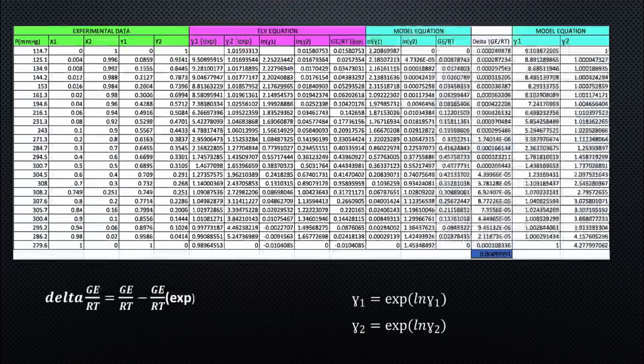When moving to the next two columns, we use the equation shown to obtain G raised to the second power over RT. We use x1, x2, and the values of A12 and A21 to get delta G raised to the second power over RT, by raising everything to the second power. For the last two columns, where gamma 1 and gamma 2 are found, we simply apply the exponential to the natural logarithm of gamma from the model equation.